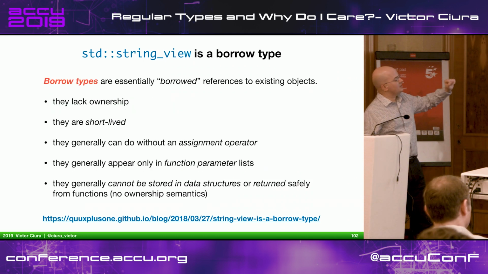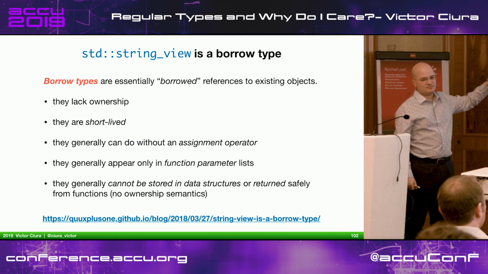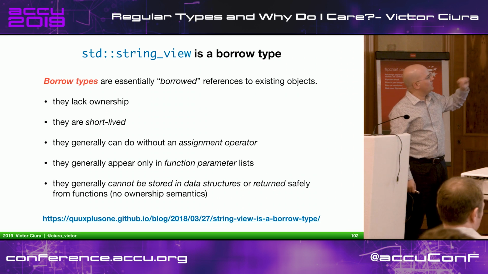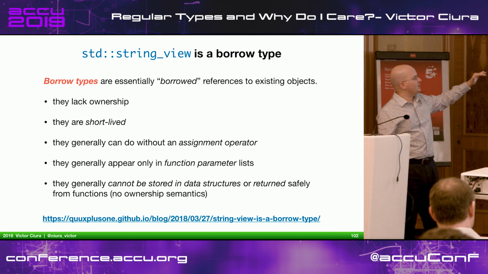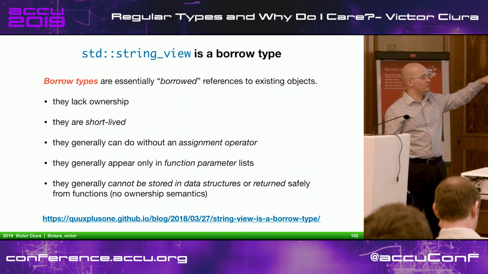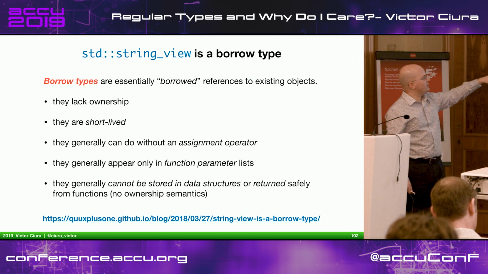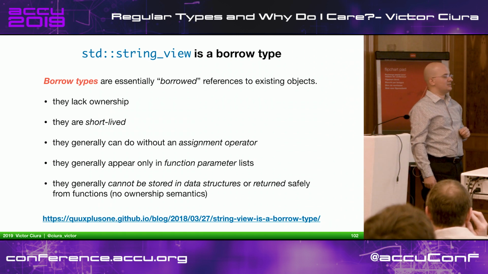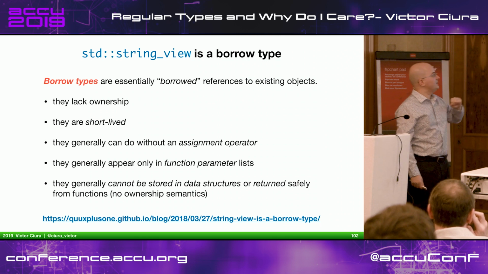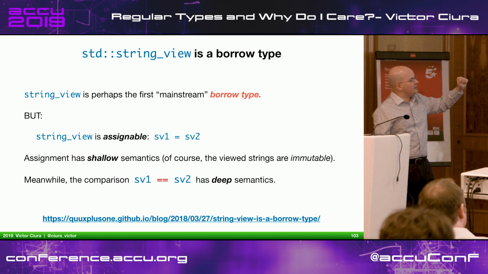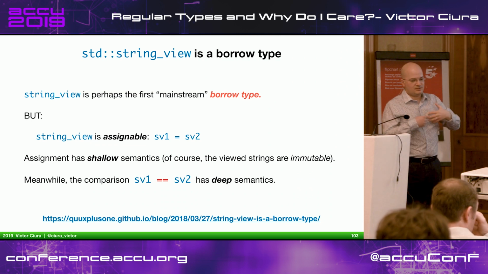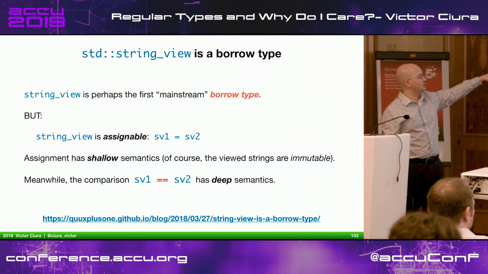So borrowed types, as Arthur defined them, the terminology is borrowed from Rust. They lack ownership, they're short-lived, they generally can do without an assignment operator, although for string view we have one. They generally appear only in function parameter lists. They generally cannot be stored in data structures or returned safely from functions because of the ownership semantics. And this is where the perils lie for string view. It is perhaps, like I said, the first mainstream borrow type in C++, so this is why I see it as my duty to warn people about using it.